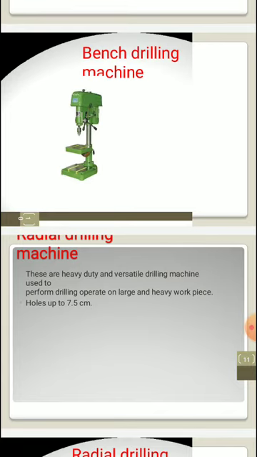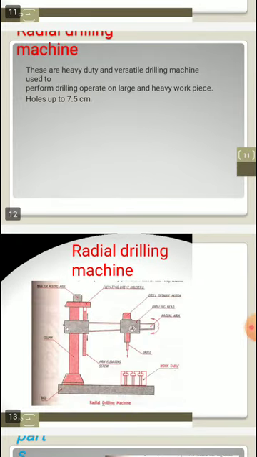As I stated, as the size of the job or workpiece goes higher, according to its size and heaviness, different drilling machines are used. Radial drilling machines are generally used to produce holes up to 7.5 centimeter. Now, what do radial drilling machines look like?